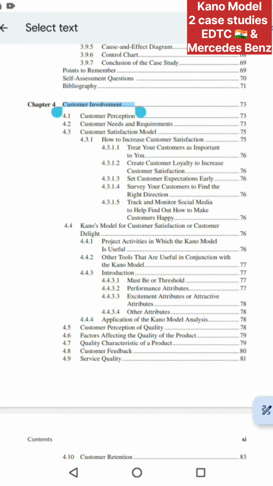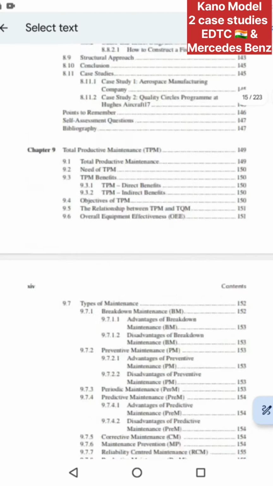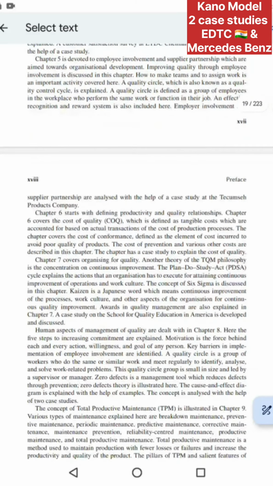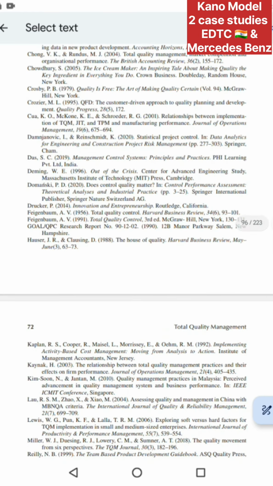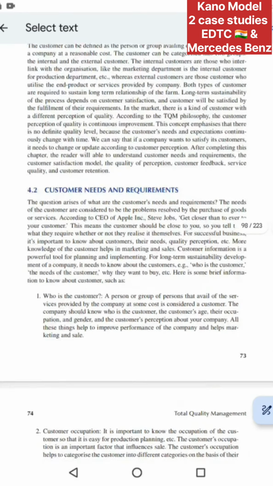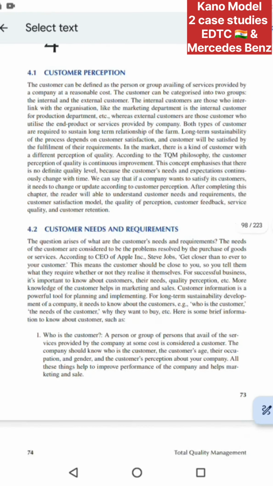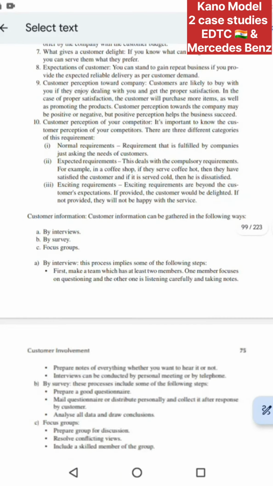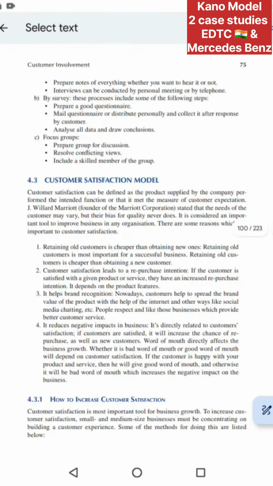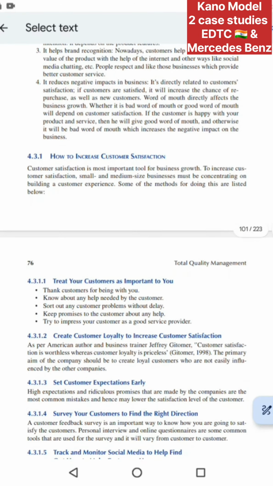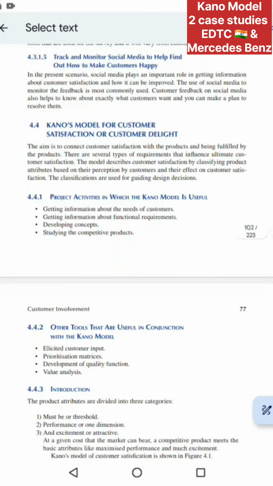Basically, this chapter is all about the customer, how to satisfy the customer, what the factors affecting the customer are, and so on and so forth. Various other subchapters it also has. Now we are talking about customer involvement, and 4.1 is customer perception, and so on. And you will find the customer satisfaction model and how to treat the customers, what the factors are.